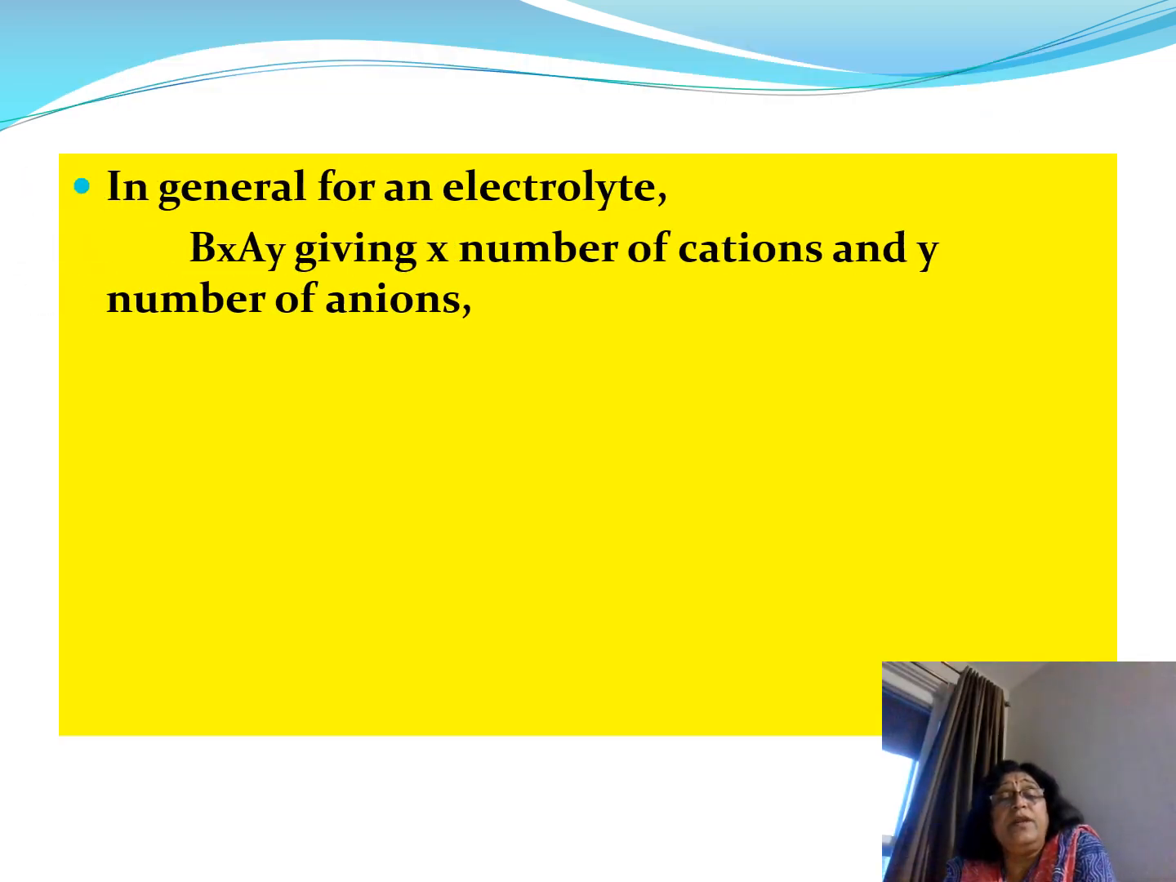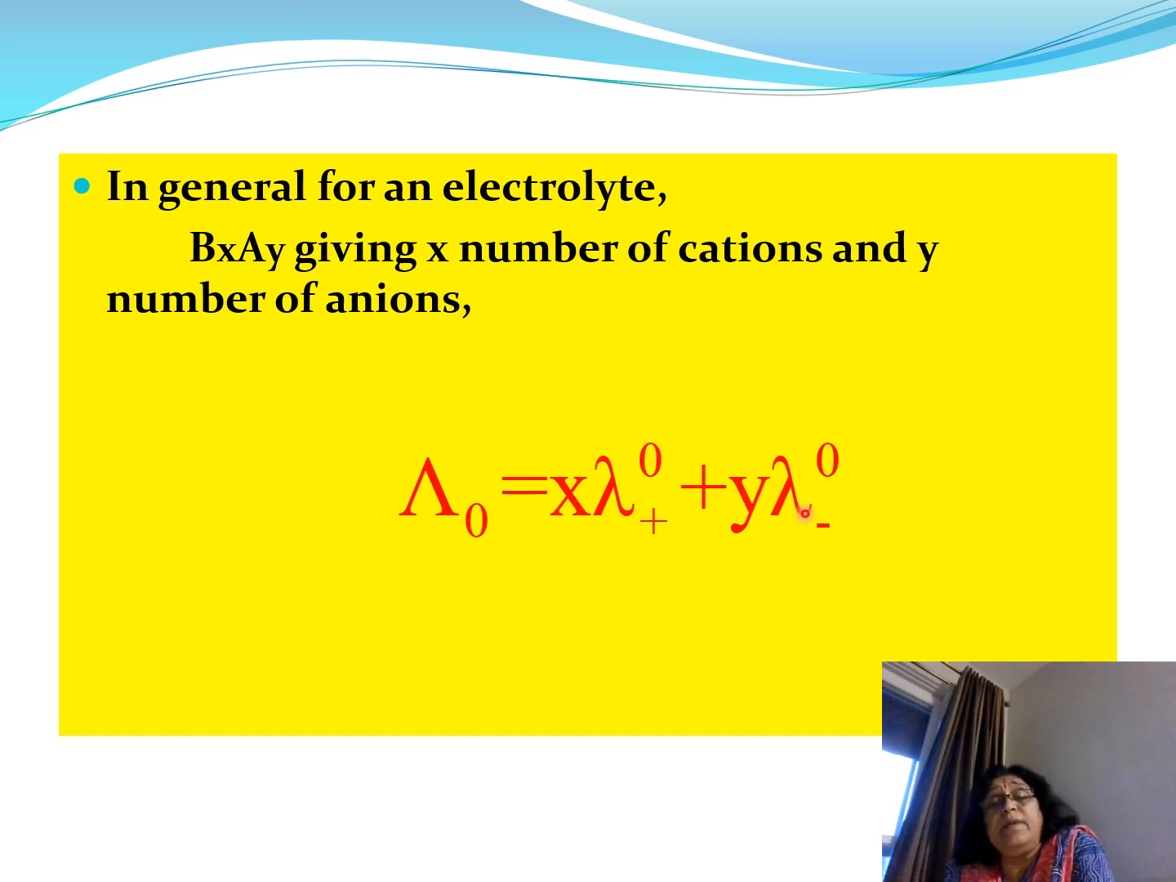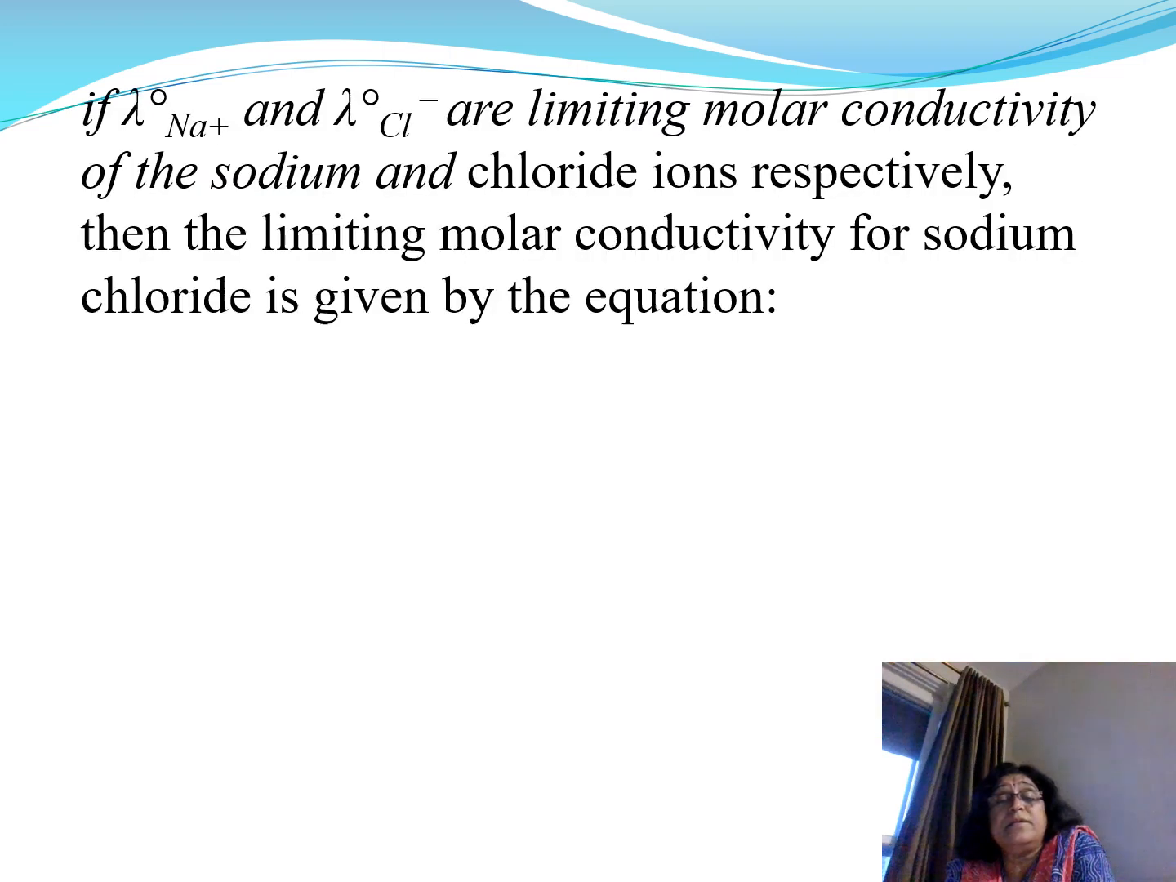So in general, for an electrolyte BxAy giving x cations and y anions, the molar conductivity at infinite dilution is equal to x lambda plus naught plus y lambda minus naught. So lambda naught Na plus and lambda naught Cl minus are the limiting molar conductivities of sodium and chloride ion respectively. Then the limiting molar conductivity of sodium chloride is given by lambda naught m NaCl equals lambda naught Na plus plus lambda naught Cl minus.